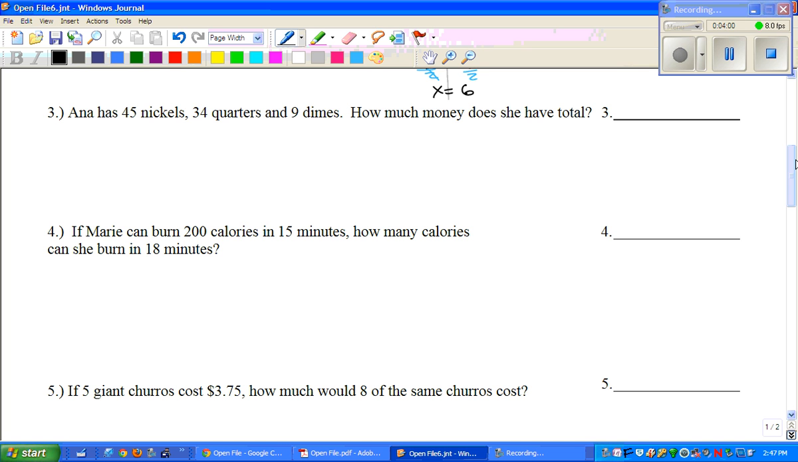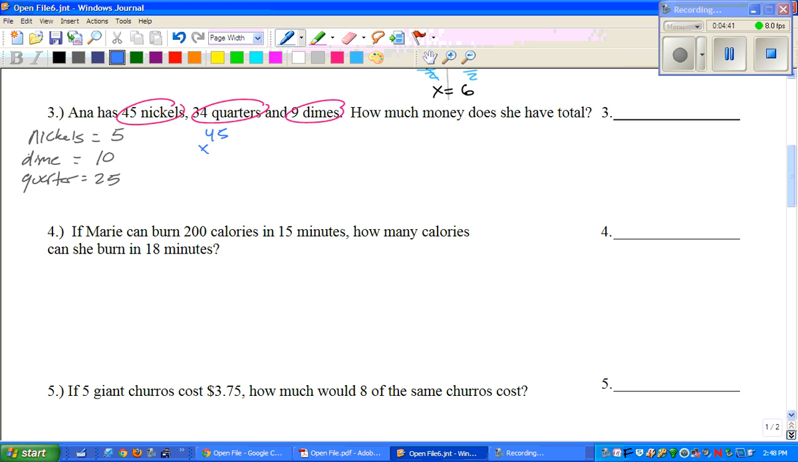Number 3, Anna has 45 nickels, 34 quarters, and 9 dimes. How much money does she have total? Okay, so we need to know how much is a nickel, how much is a dime, and how much is a quarter. Now, when we talked about this in class, we talked about not using decimals until the very end. So nickels are 5, dimes are 10, quarters are 25. Okay, so we're going to go through and multiply each one of those out.